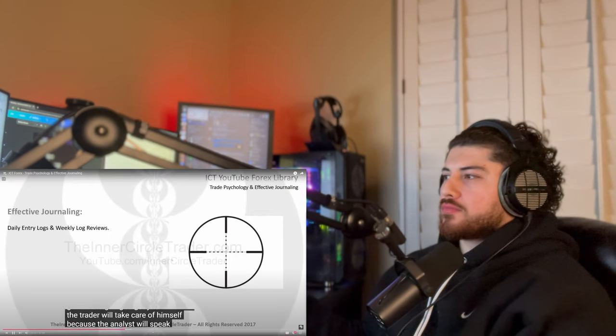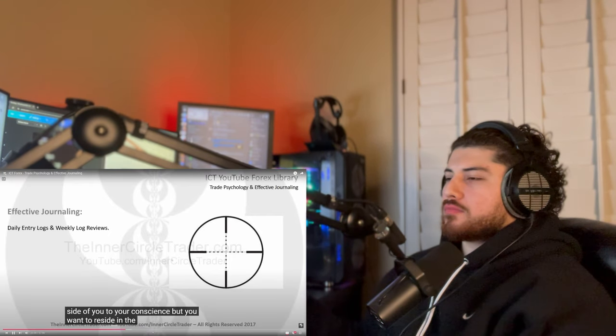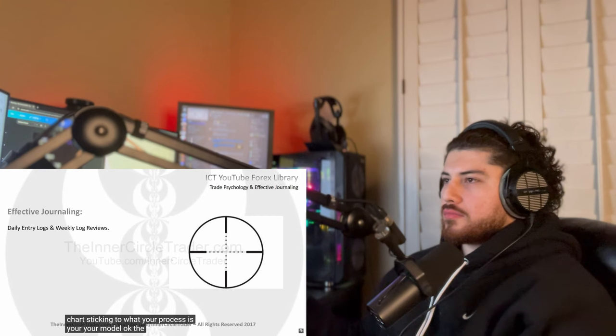The trader will take care of himself, but the analyst will speak to that side of you, to your conscience. But you want to reside in the mindset of the analyst, sticking to what you see in the chart, sticking to what your process is, your model, okay? The analyst is going to keep you on the right path.